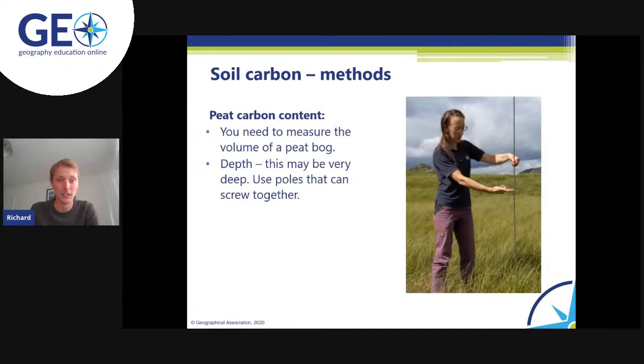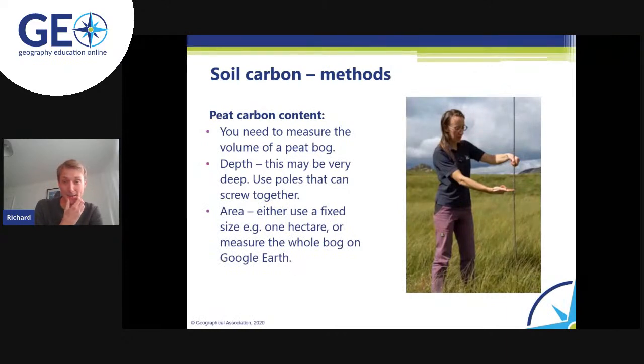You can buy them from a DIY store, somewhere like Screwfix or B&Q. And then you just put one into the ground, screw on another one, thread that down into the ground, and keep going until you hit the bottom. Once you hit the bottom, you can pull it out and measure how much went into the ground. On this bog in the photograph here, we sometimes manage to get 5 1-meter poles down into the bottom of the bog. So it's pretty deep, this one we use.